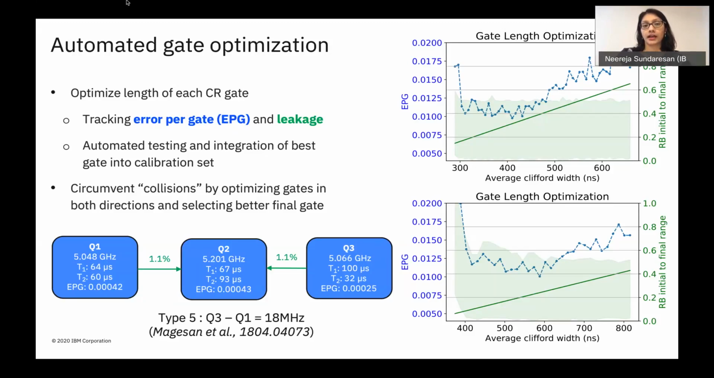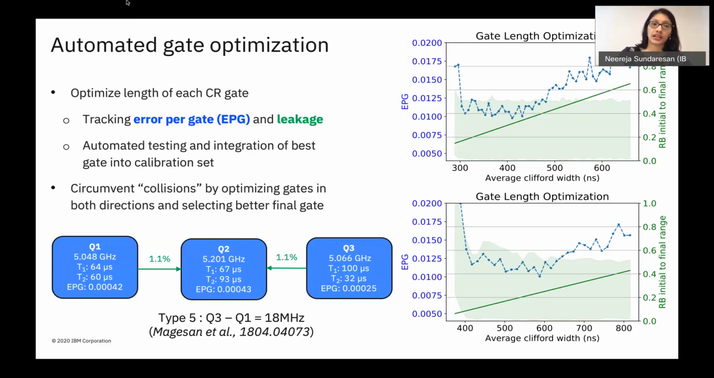On the right, I've included 2 examples of such gate length sweeps, where you can see for these 2 pairs, the optimal gate fidelity, which is the error per gate, tracked in the dashed dotted line, and leakage, represented in the shaded green, occurs at different gate lengths. I've included the solid green line as a guide to the estimated coherence limit.